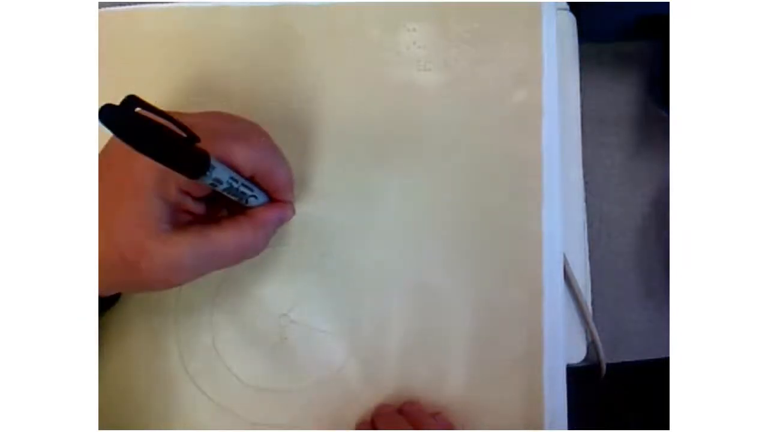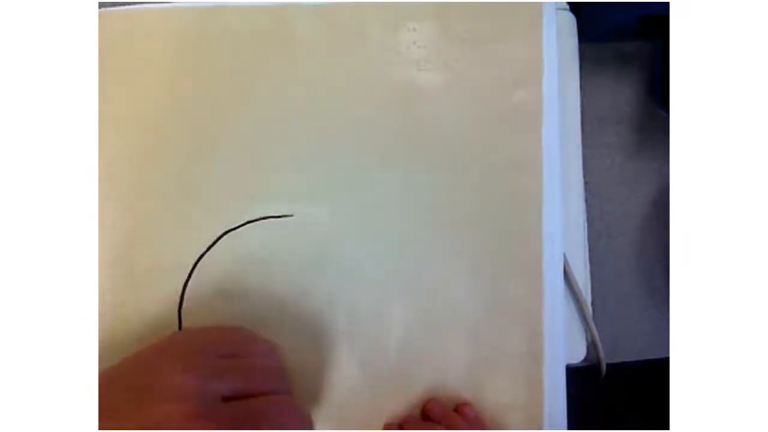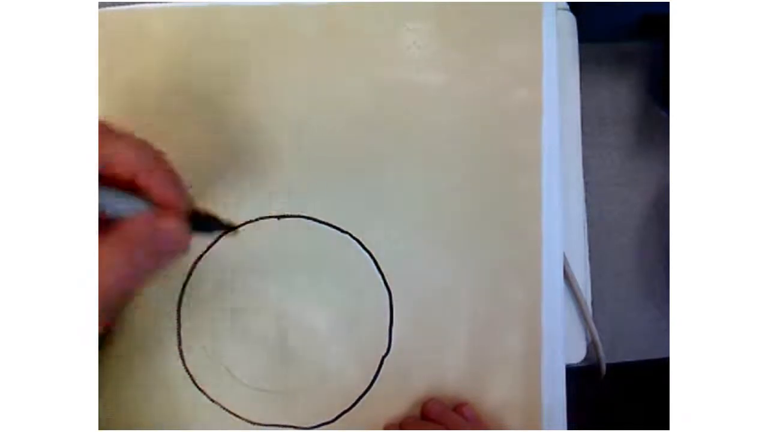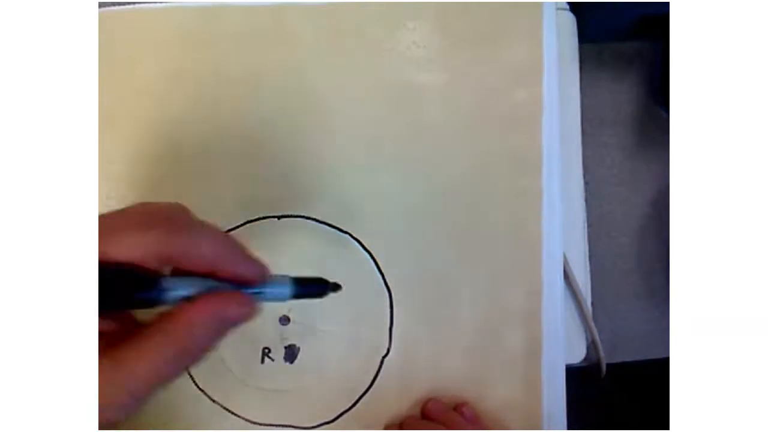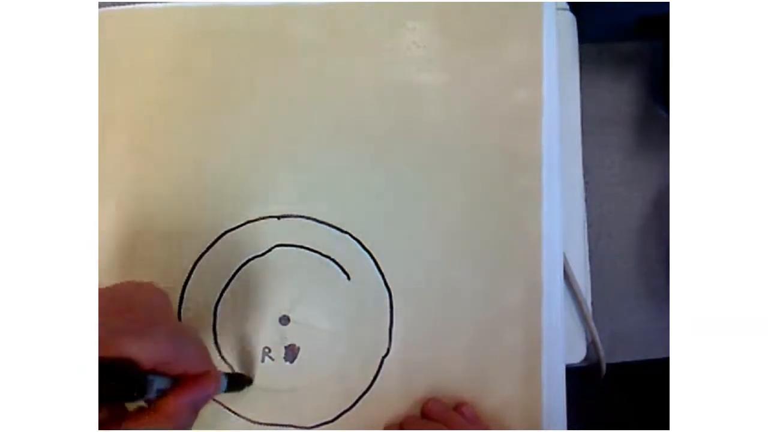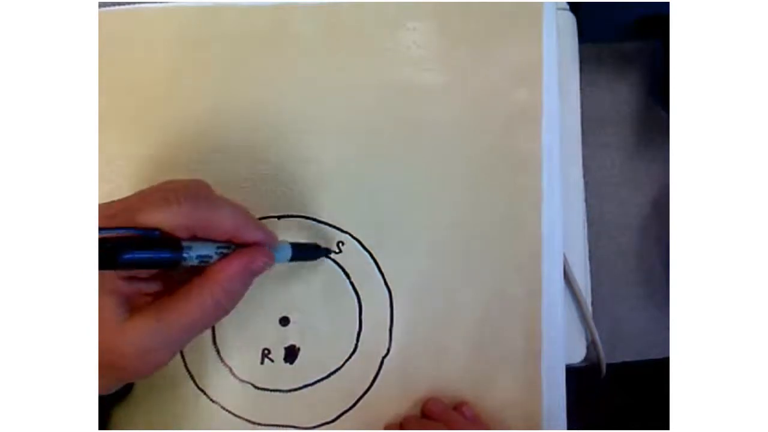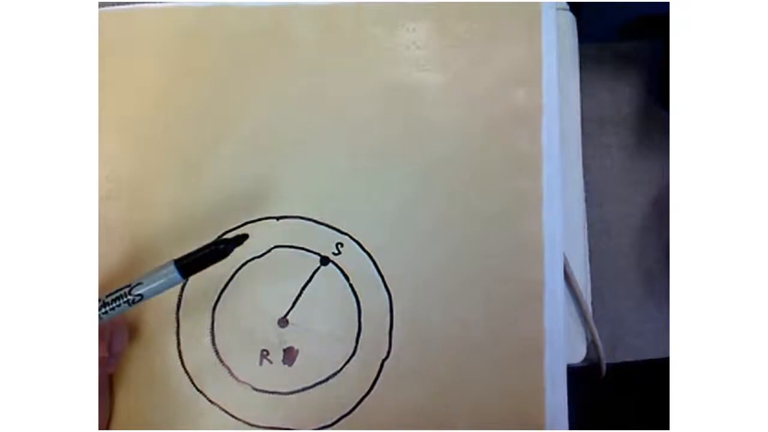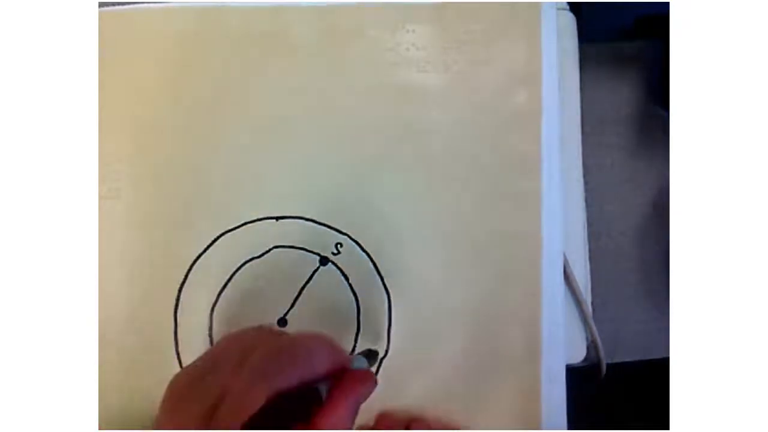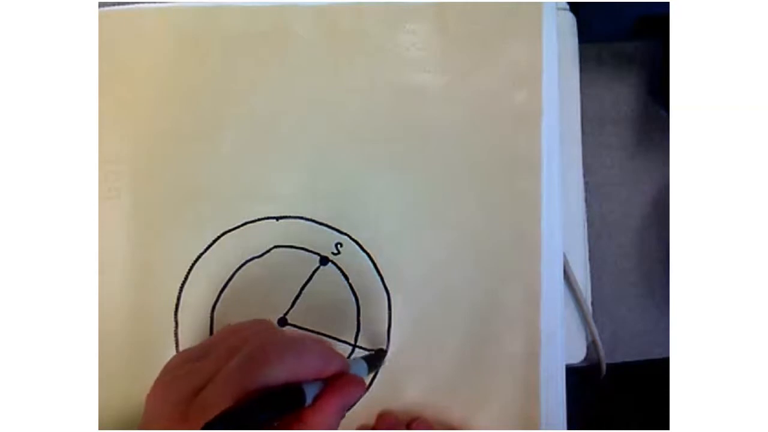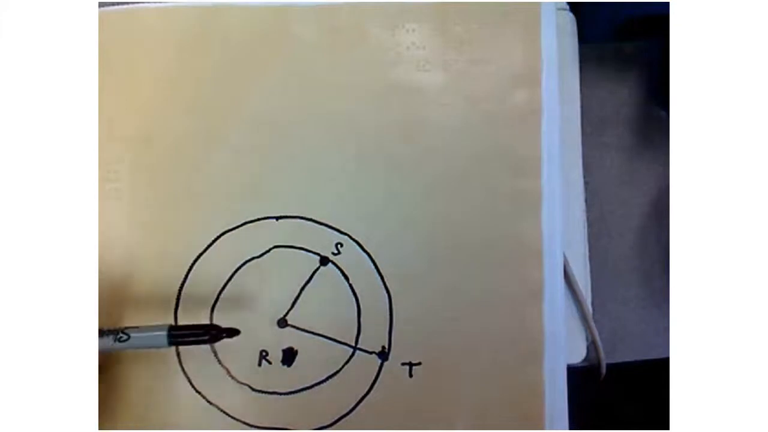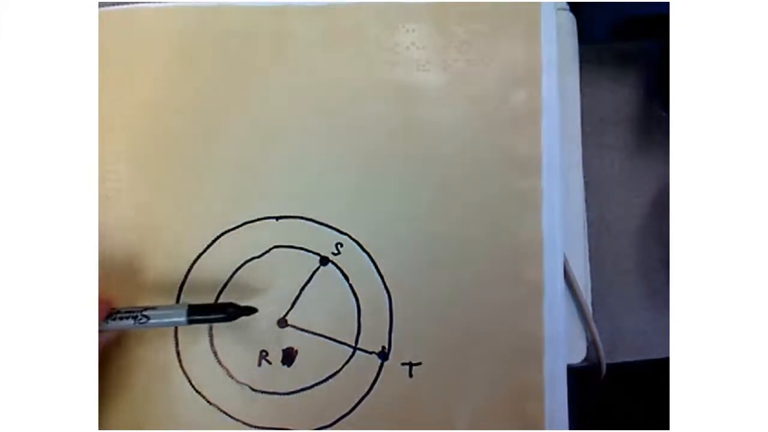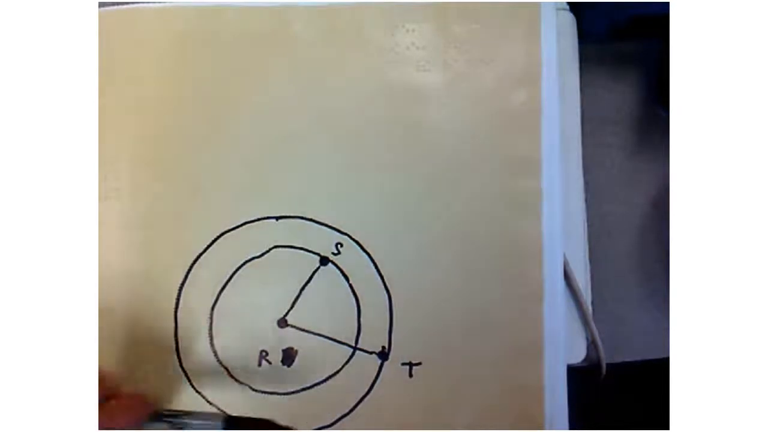So this drawing down below is an example of concentric circles. It's showing a big outside circle and an inside circle. They both share the center R. Notice from R to S, which is at about 1 o'clock, is the radius of the little inside circle. And from R to T, at about the 4 o'clock position, is the radius of the outside circle. It's demonstrating that circle R with radius RS and circle R with radius RT are concentric circles.